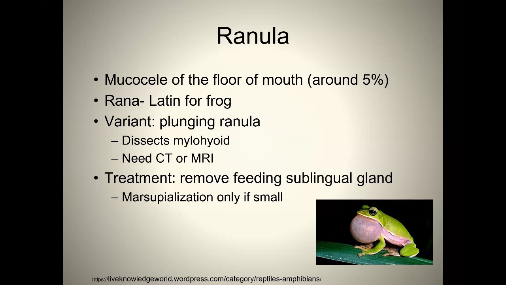The treatment for ranula is the same as mucocele, where you're going to remove the feeding sublingual gland, and occasionally that can be very difficult to do. So sometimes marsupialization will be undertaken, but only if the ranula is small. You really want to make sure, again, that you're doing definitive treatment if you're going to treat this. So removal of the feeding sublingual gland is really the optimal treatment for a ranula.